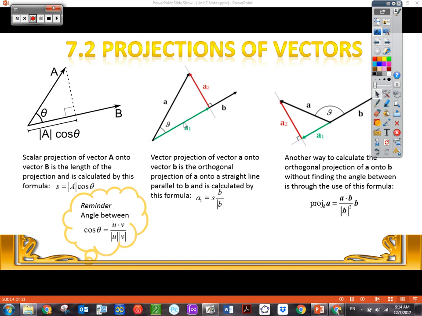Okay, so let's take a look at today's lesson. This is our second lesson in our unit for three-dimensional vectors. We're going to be looking at projections of vectors today.